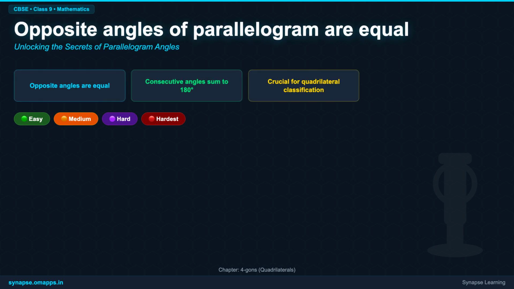Welcome, Class 9 Mathematicians. Today, we are diving into the fascinating world of quadrilaterals, specifically parallelograms. Our journey will uncover a fundamental property that opposite angles of a parallelogram are always equal. We'll start with the basics, then move to formal proofs, explore advanced applications, and even touch upon competitive insights. Get ready to unlock the secrets of these versatile four-sided figures.